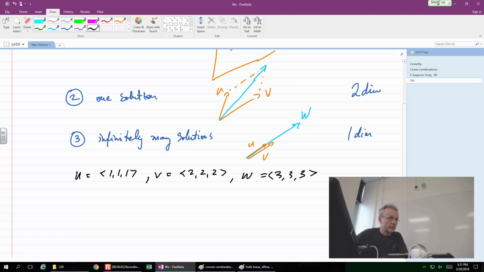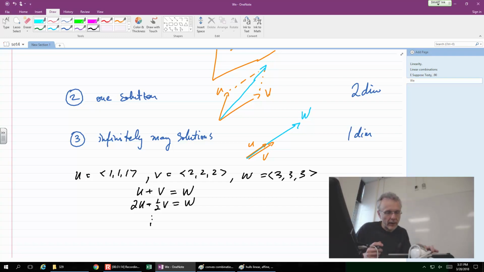Give me one. What's the first one? u plus v is equal to w. Okay, but is there another way? 2u plus 1 half v, that's right, is equal to w as well. So you have already two solutions. And you can think of many, many more in there. So indeed, there are infinitely many of them. Just about anything is possible. Okay, so as you can see, everything matches.